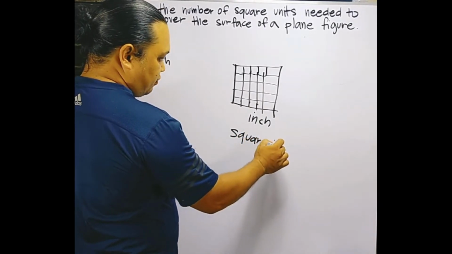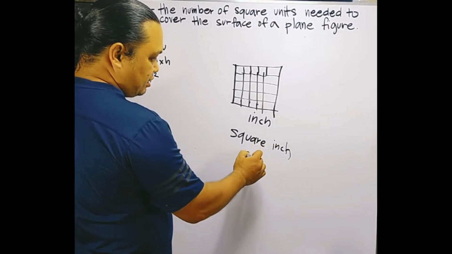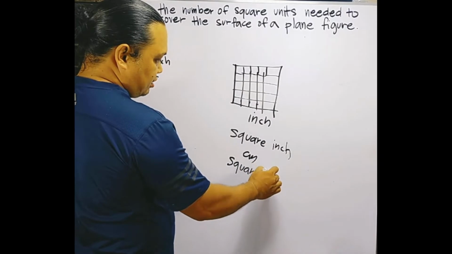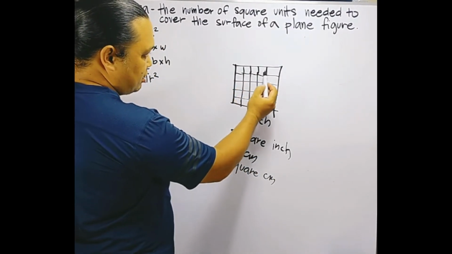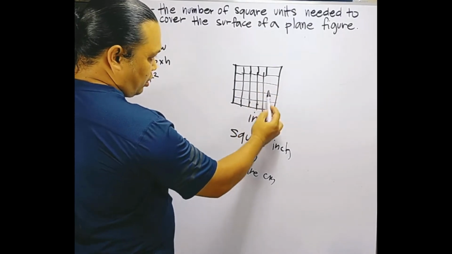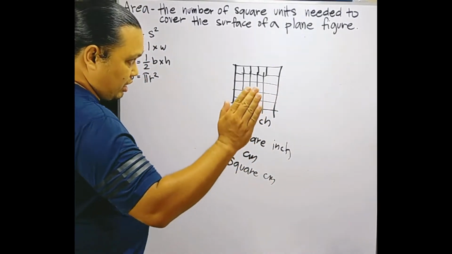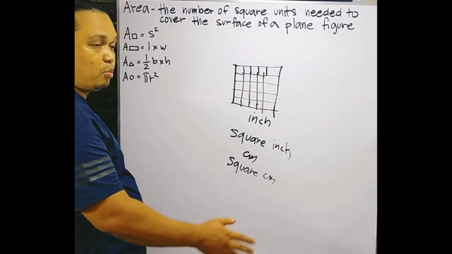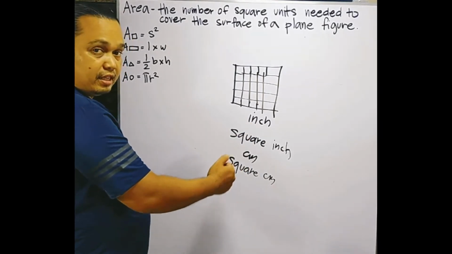if it's using an inch, this will be a square inch. Or if it's using a centimeter, that would be square centimeter. How many square centimeters inside this big square? So that's the meaning of area, the space inside the plane figure, how many squares, depending on the measurement it is using.